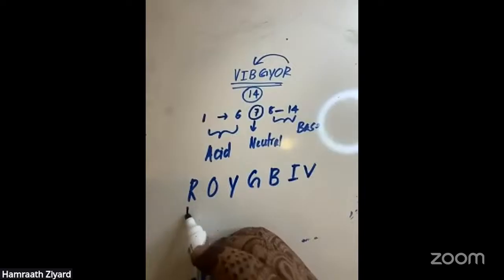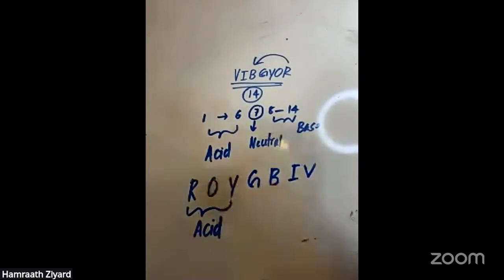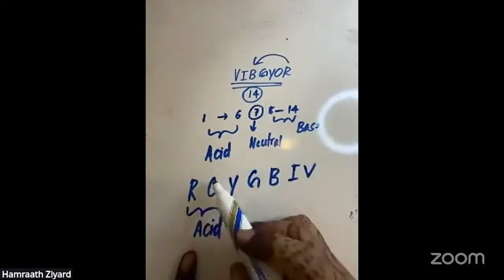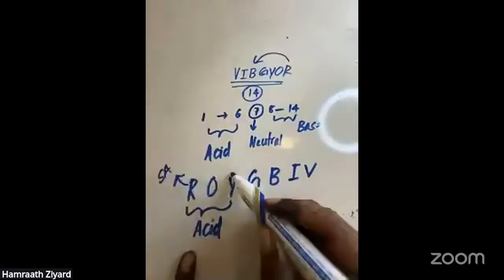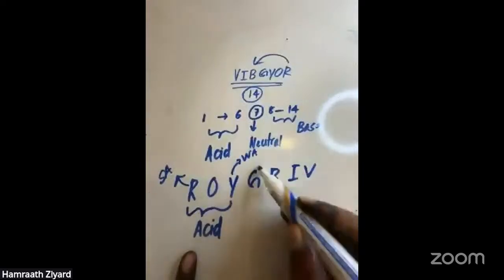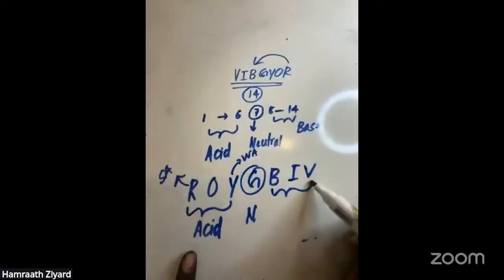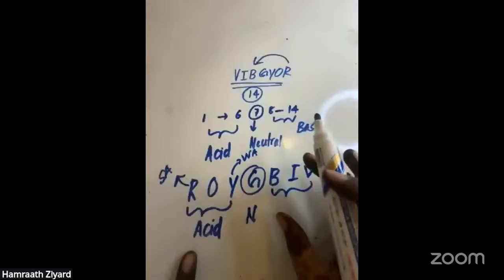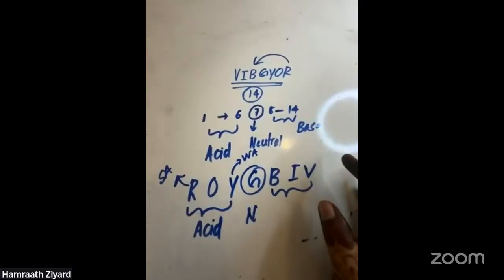From red to yellow, it indicates the acid. That means if our pH paper turns red, orange or yellow, it shows they are acidic. So red color indicates a strong acid. Yellow color indicates a weak acid. Green color is neutral. And from blue to violet, it shows weak bases to strong bases. So these are the pH value ranges.